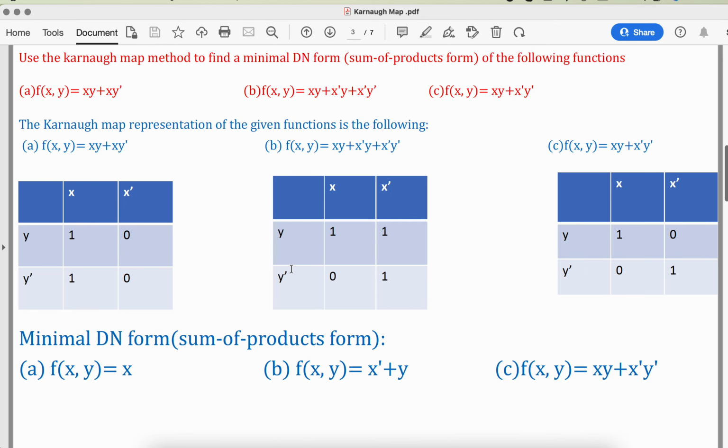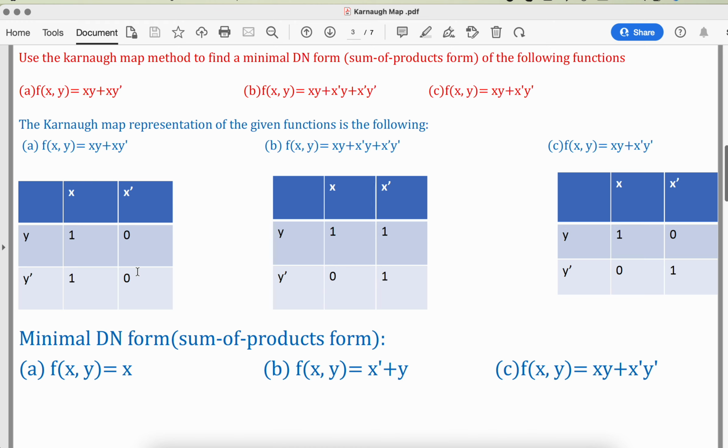Now one more example. Use a graphical method to find the minimal disjunctive normal form or sum of products form for the following functions. First one is xy plus xy dash. So first we will construct a table. So x into y. We have xy here, so I have written 1 here. Then x into y dash. We have x into y dash here, so I have written 1 here. Then x dash into y. So x dash y is not there, so I have written 0 here. X dash into y dash. X dash y dash is also not there, so I have written 0 here.